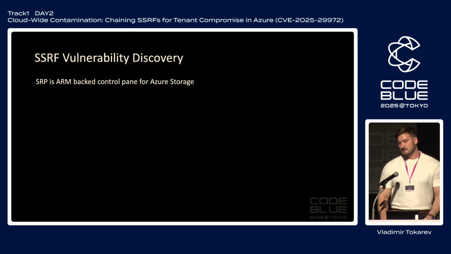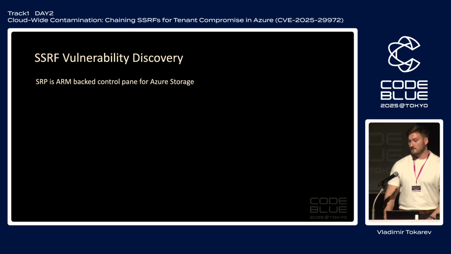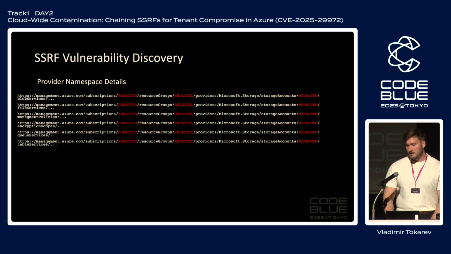Now, SRP, Storage Resource Provider, is the ARM, Azure Resource Manager, backend control plane for Azure Storage. This means ARM will do a basic preliminary check on any request that is supposed to go to SRP, and then SRP will get it and proceed with the validation and checks.